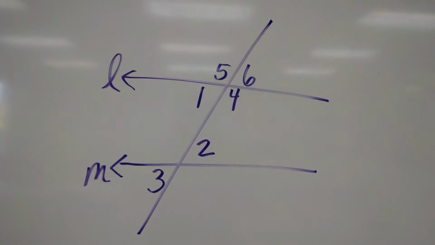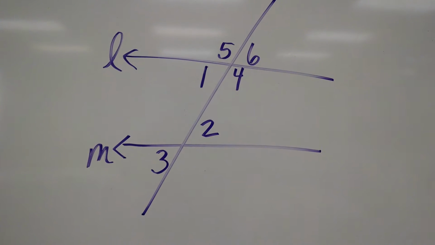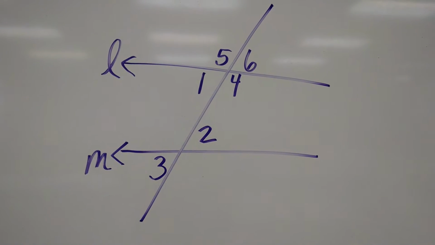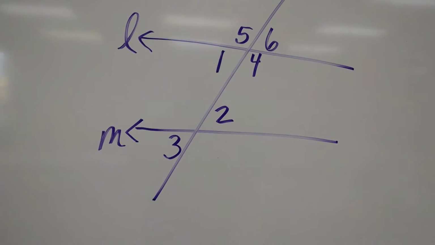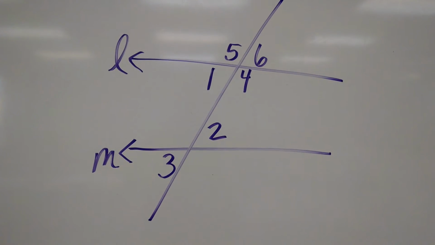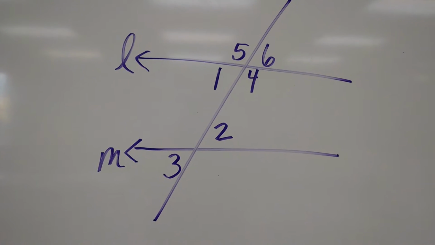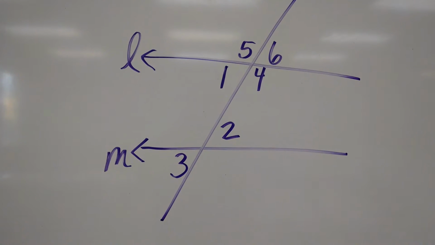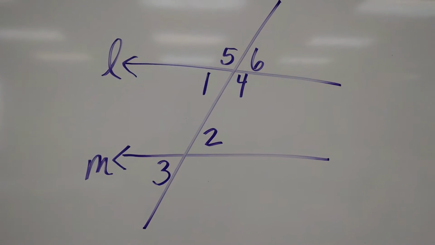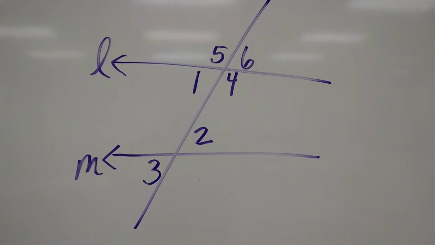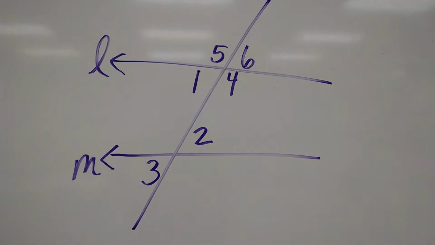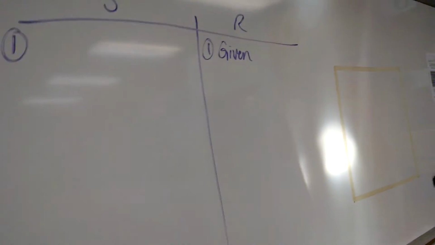Okay, so for the next few proofs, we're going to be using this particular diagram. This diagram doesn't tell us anything other than the numbered angles. So it doesn't tell us that L is parallel to M. It doesn't tell us that 1 is congruent to 2. That's what we're going to need to figure out. And we're trying to prove that our lines are parallel.